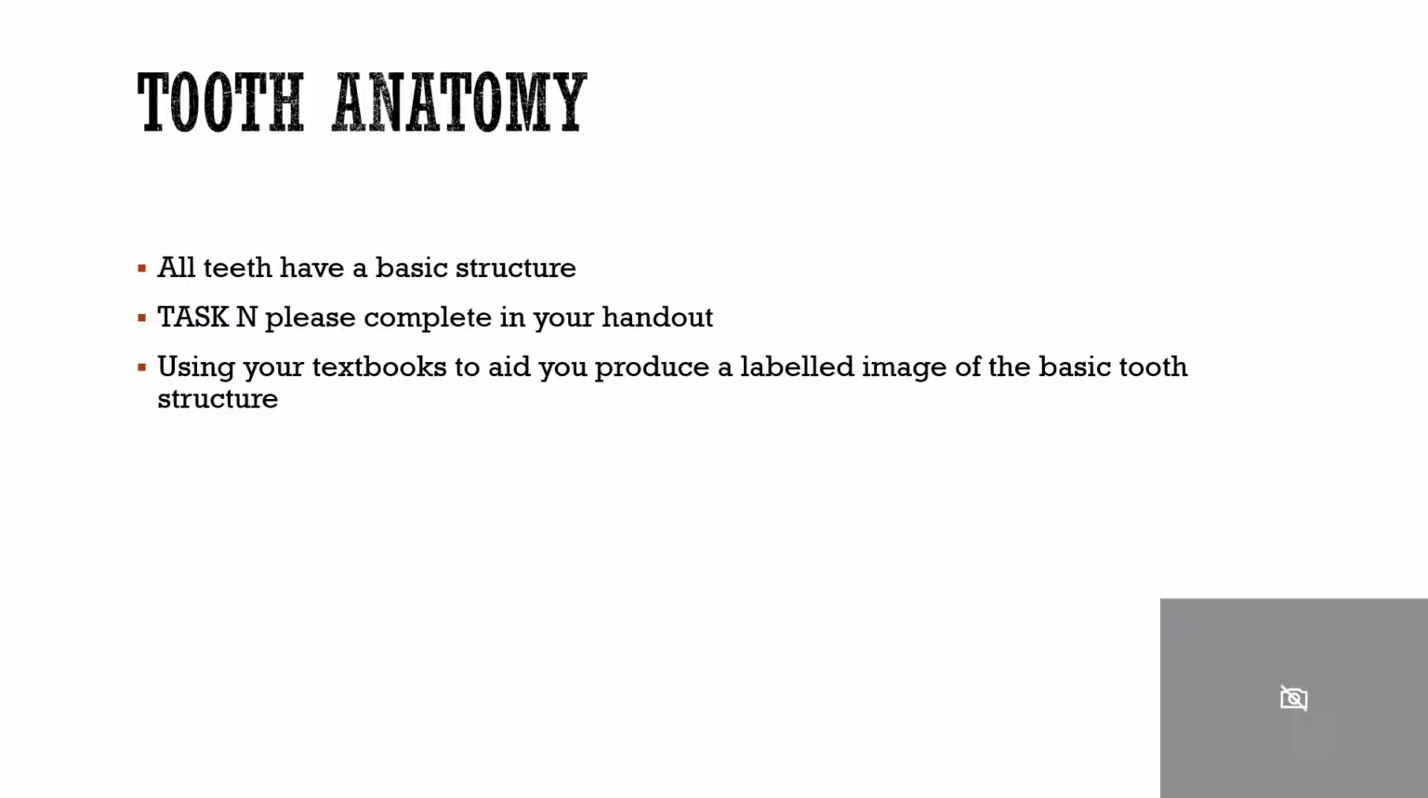The tooth anatomy. So all teeth have a basic structure. Please, within your unit on OneFile, can you find task N and complete this for your veterinary educationalist to mark. Use your textbooks to aid you and also allow for you to be able to label your image appropriately. It might be that you want to draw this out by hand instead and upload it in that way, or you might want to be clever with using pictures and then label the images. Whatever way works best for yourself to show the basic tooth anatomy and label the relevant parts as per the task in the associated handout.